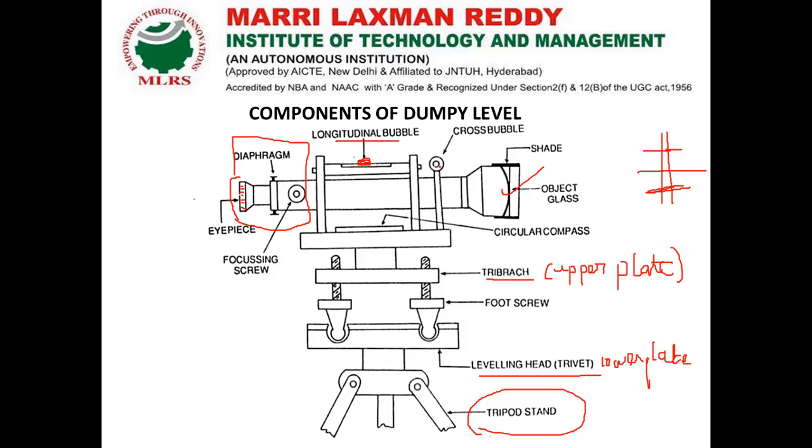Next, the cross bubble. Like the longitudinal bubble we are having another bubble which is perpendicular to the direction of the longitudinal bubble, which is called the cross bubble. So these are all the main components in the dumpy level.